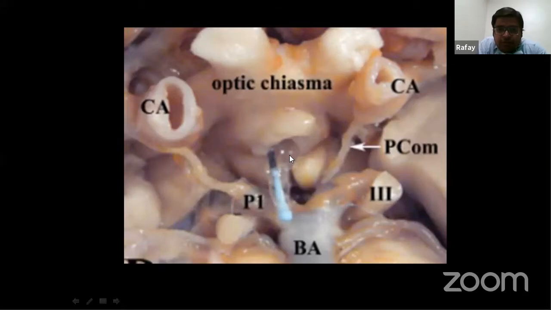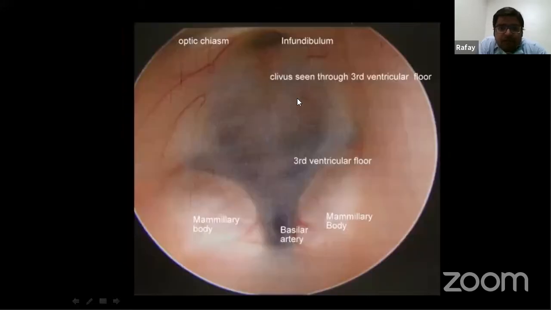Ventriculostomy made by the Fogarty catheter. Anteriorly, we had the tuber cinereum and posteriorly the mammillary body. Now, endoscopic view of the cavity floor of the third ventricle. Anteriorly, as we can see, there is the optic chiasma, the membrane of the floor of the third ventricle, and posteriorly we have the mammillary bodies.